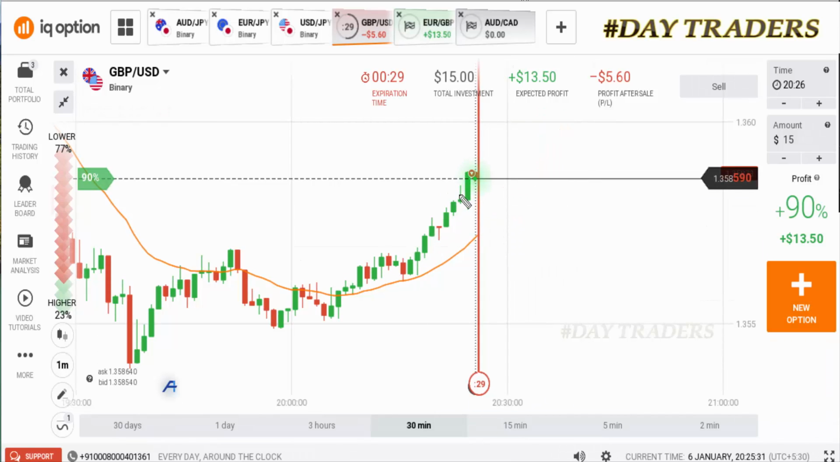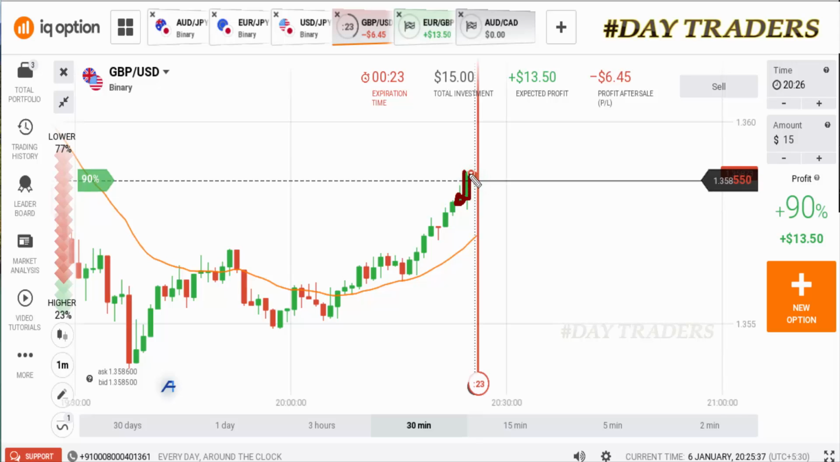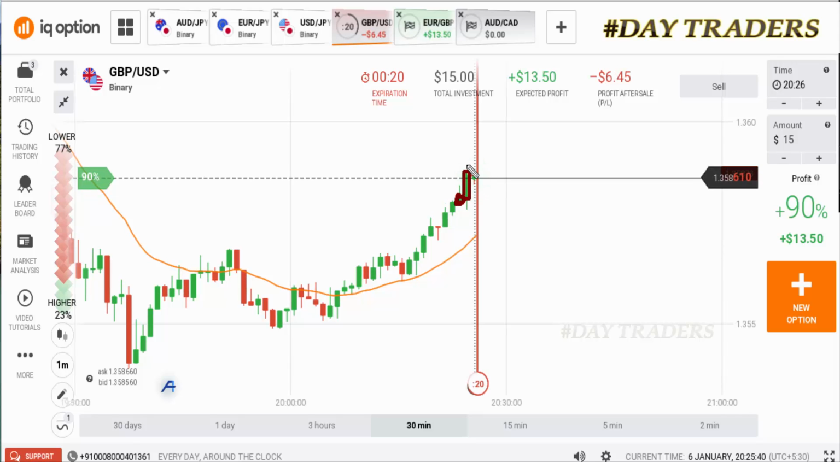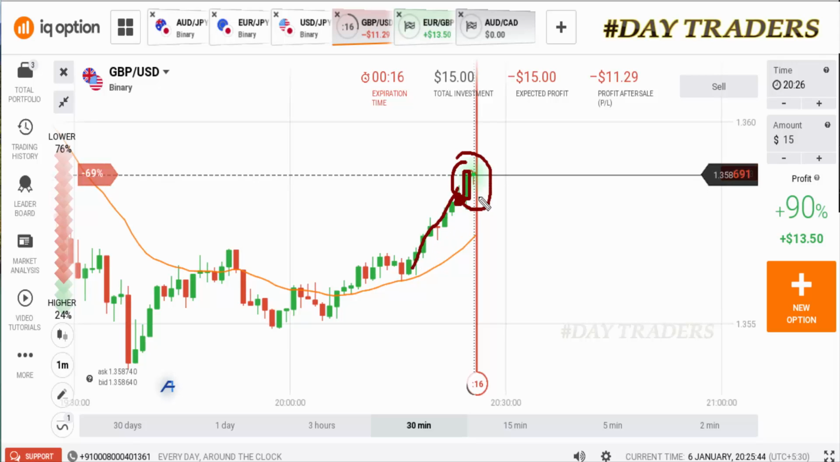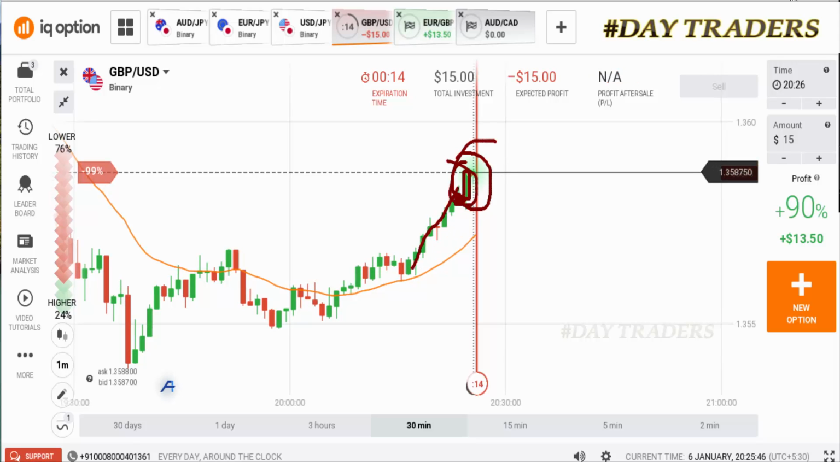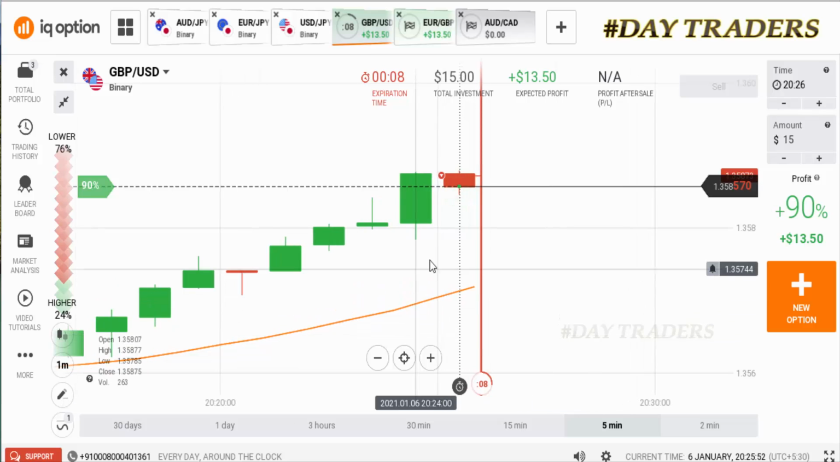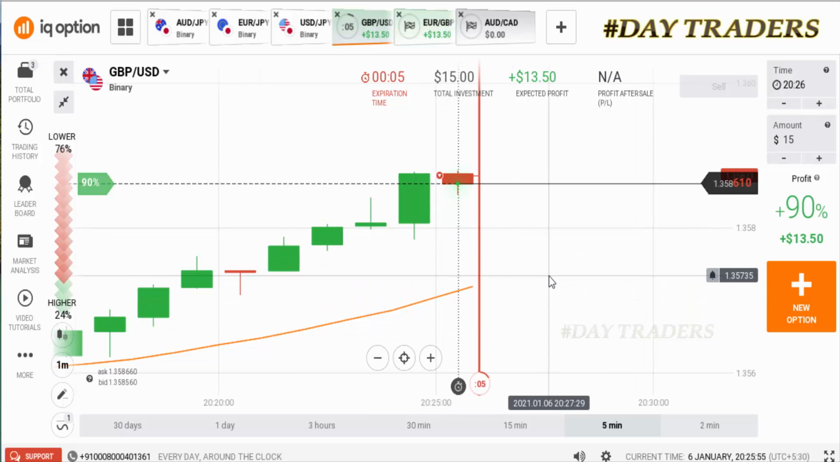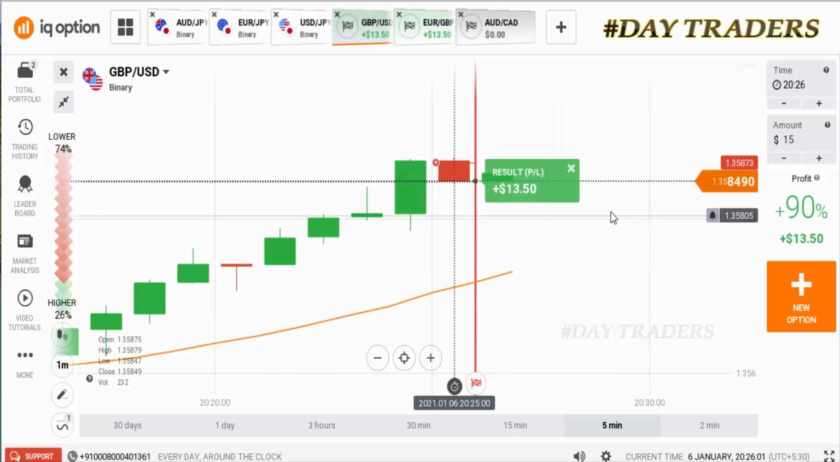You can see previously buyers are very weak. After the buyers were very weak, a very strong candle entered. This strong candle is a marubozu candle, and this is momentum. Okay, so that's the reason I place a lower option. Let's see. You can see, sellers try to enter. Okay, we have 5 seconds only. Okay, this is also a winning trade.